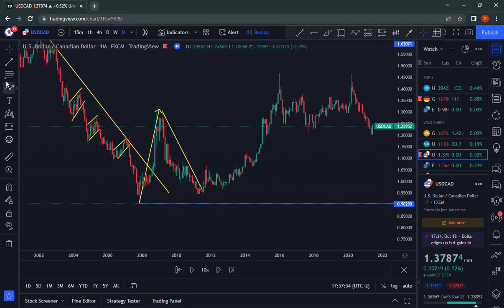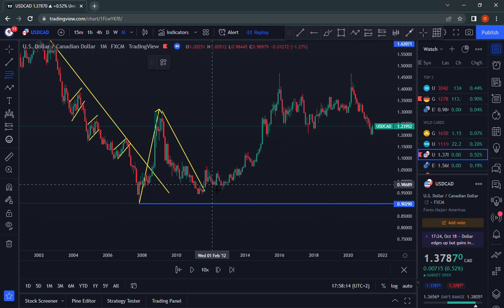So after this now, we have the first impulse again, which breaks what? It breaks the trend line. And then when it breaks the trend line, I wanted to show you something also. You need to understand something.